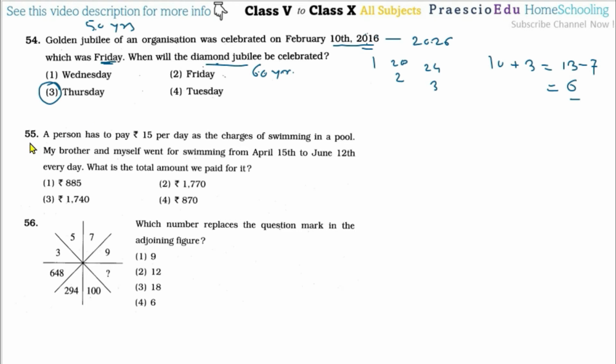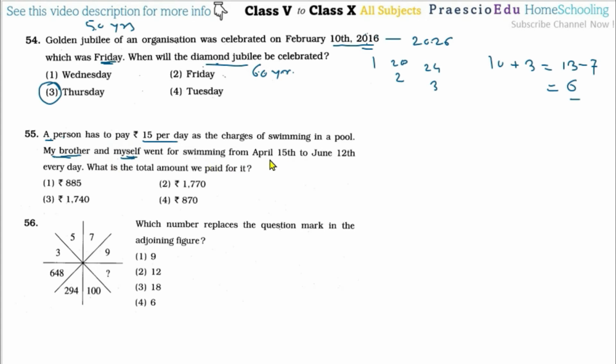Then question number 55. A person has to pay rupees 15 per day as a charge for swimming in a pool. My brother and myself went for swimming from April 15th to June 12th every day. What is the total amount we paid? Here my brother and myself means 2 persons. Here the charge is for 1 person, but here 2 persons went for the swimming.